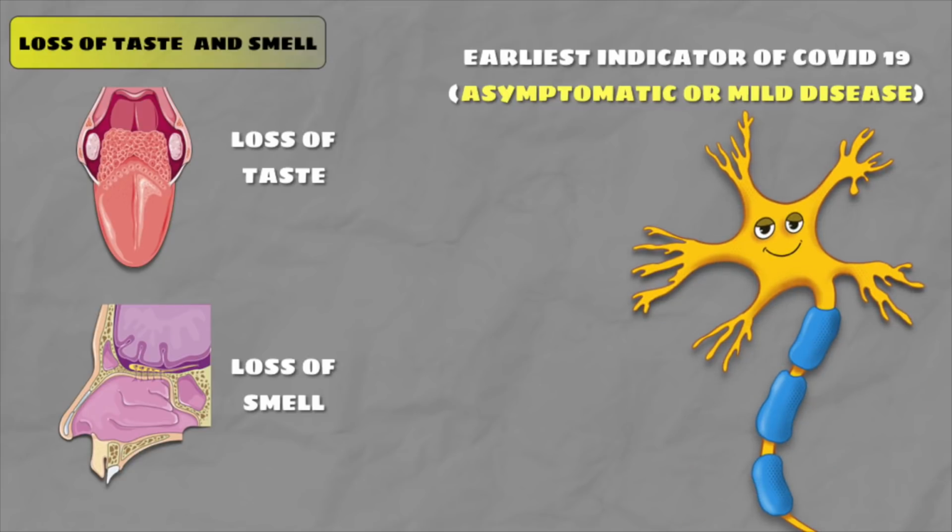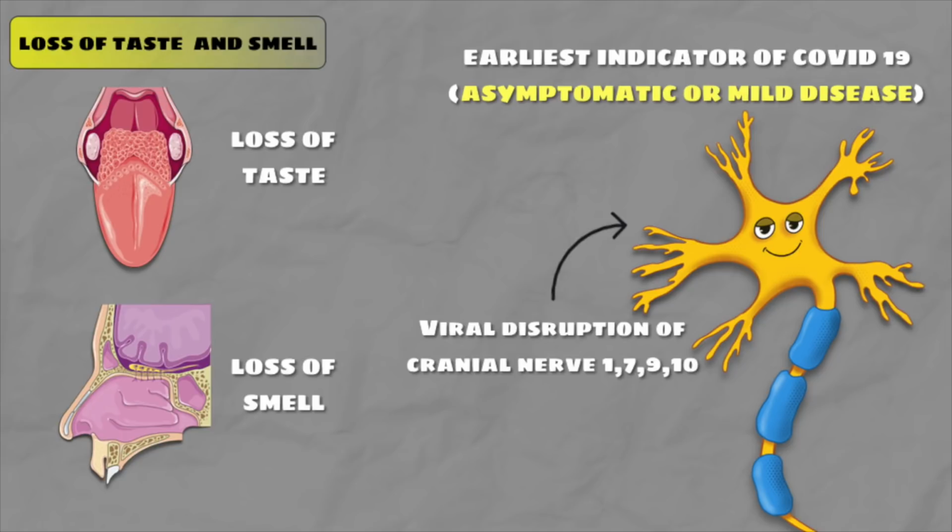The mechanism behind this loss is suspected to be viral disruption of cranial nerves 1, 7, 9, and 10, as well as the supporting cells of neural transmission. This is because the tongue has an abundance of ACE2 receptors, so direct viral entry into the tongue cells is possible.